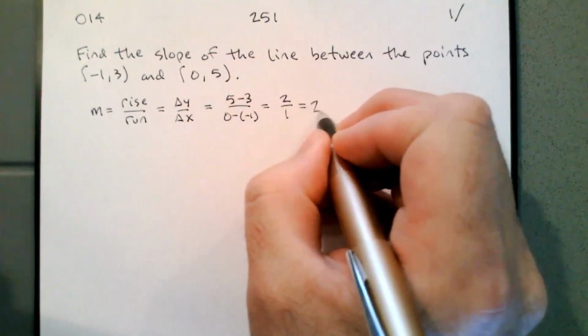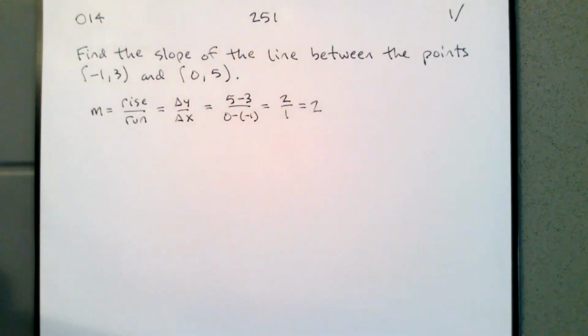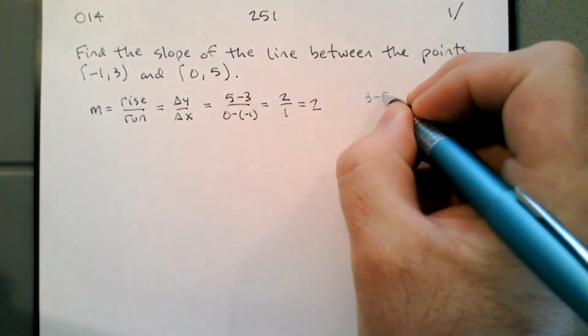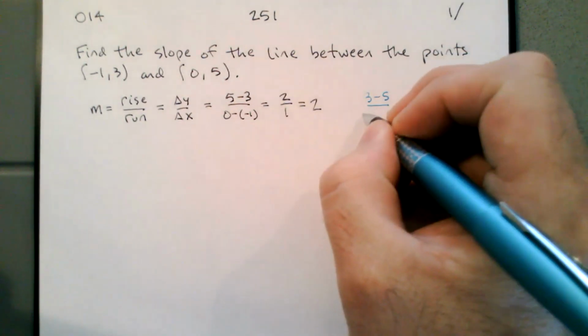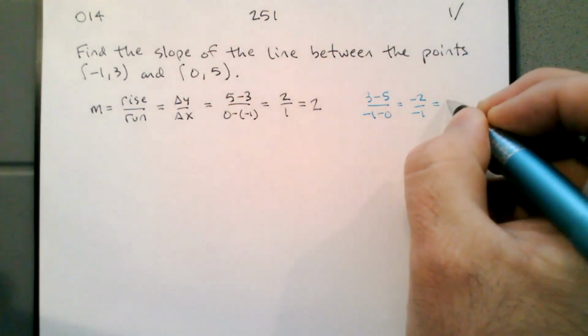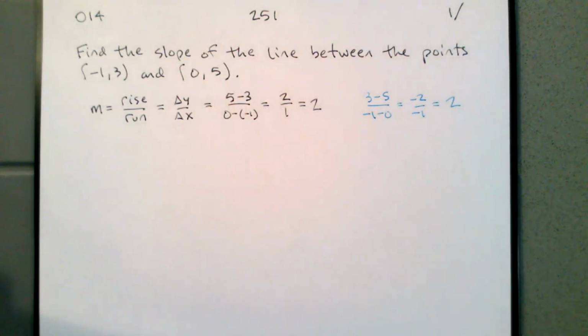5 minus 3 is 2, 0 minus -1 is 1, so we'll say the slope is 2. Now here I said we start off at -1, 3 and end up at 0, 5. If we went in the other direction, then we would be fine. So if we had set up 3 minus 5, then we would have written -1 minus 0, and we'd have -2 over -1, and that would still be 2. That's the great thing about linear functions. They have a nice constant rate of change. The slope is always the same. Any questions on finding the slope of the line?